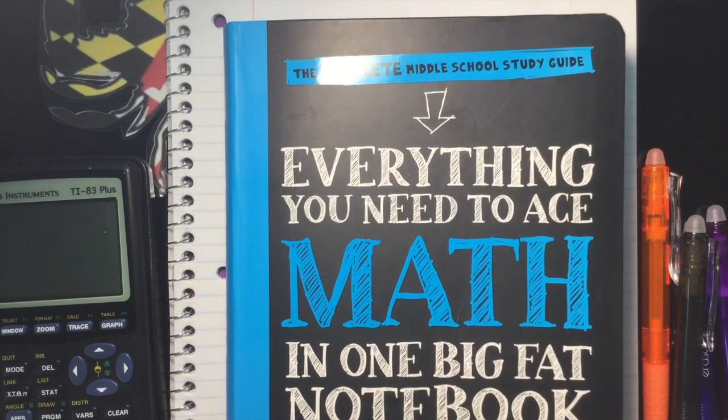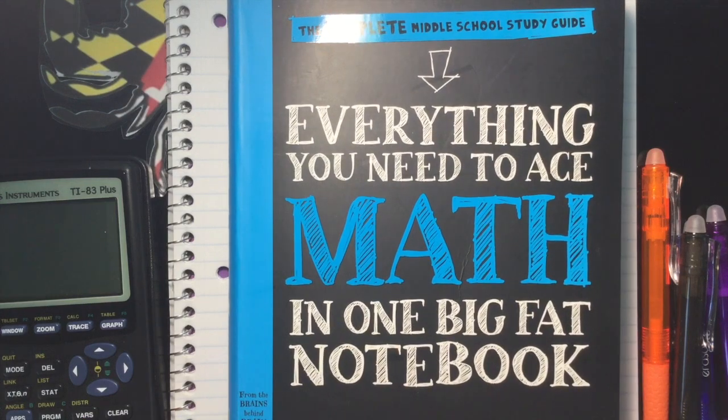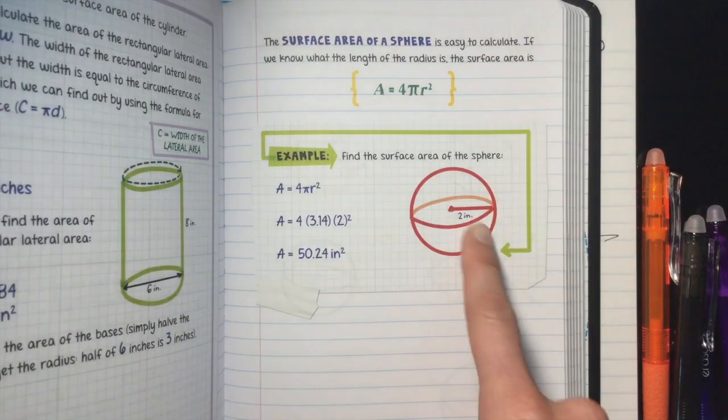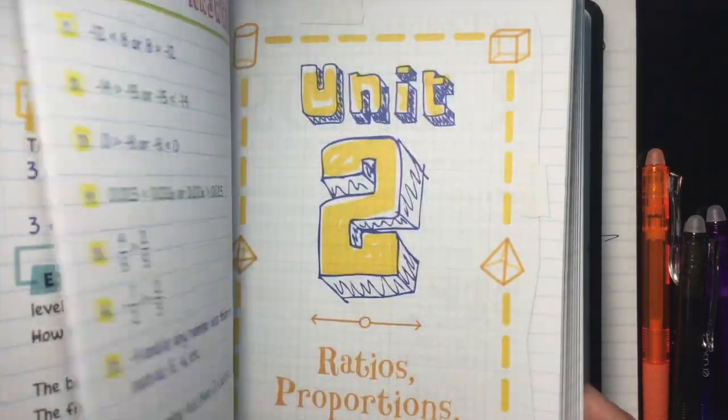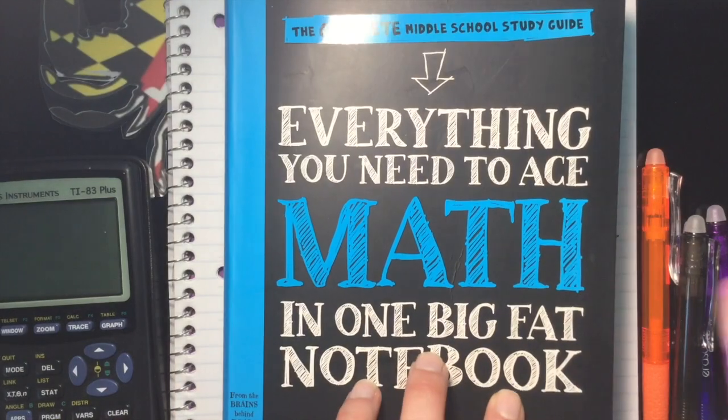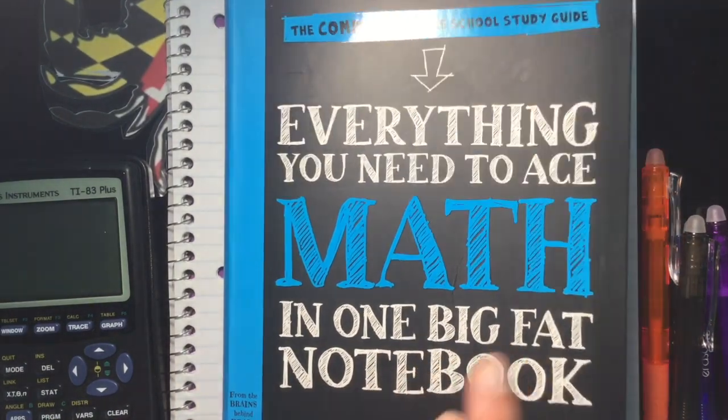Also, if you haven't got this notebook yet, it's super cool. It has fun stuff. Look, it's surface area of sphere. We did that. You know, a lot of good stuff. So if you're wanting some cool maths notebooks, this is a good notebook to have. I got it at Costco.